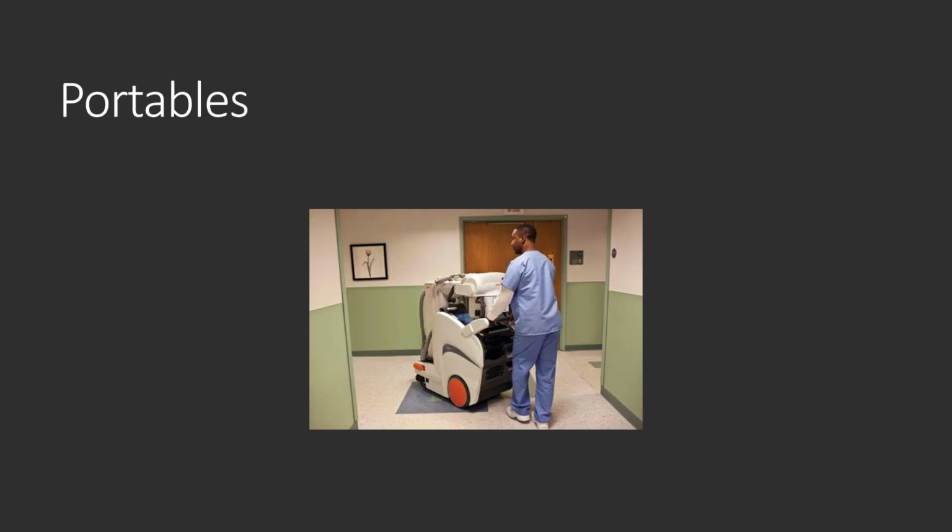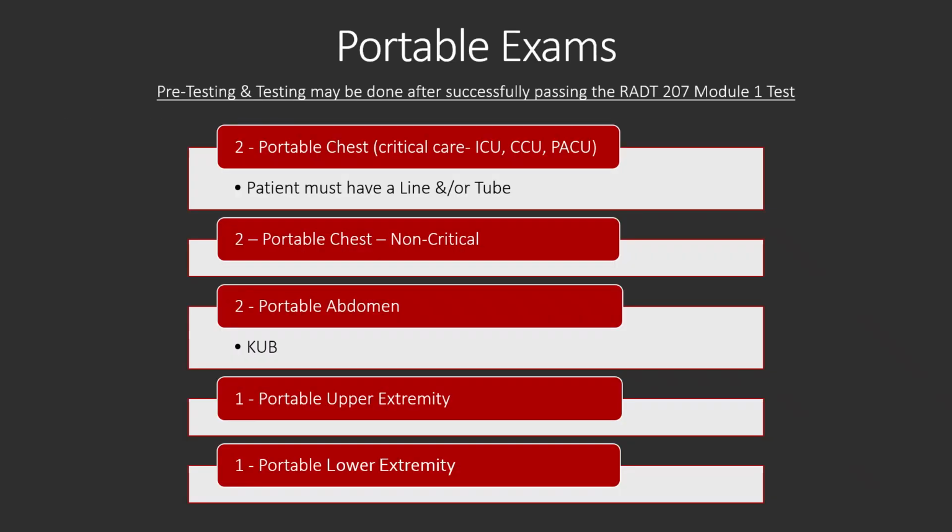Portables. Currently, there is no section for lab testing on portables. Portable exams. Pre-testing and testing may be done after successfully passing the RAD 207 Module 1 test. You have portable chest critical care, which would be in your ICU, CCU, and PACU units. The patient must have a line and/or tube. You have your non-critical portable chest. You have a portable abdomen, KUB, a portable upper extremity, and a portable lower extremity.